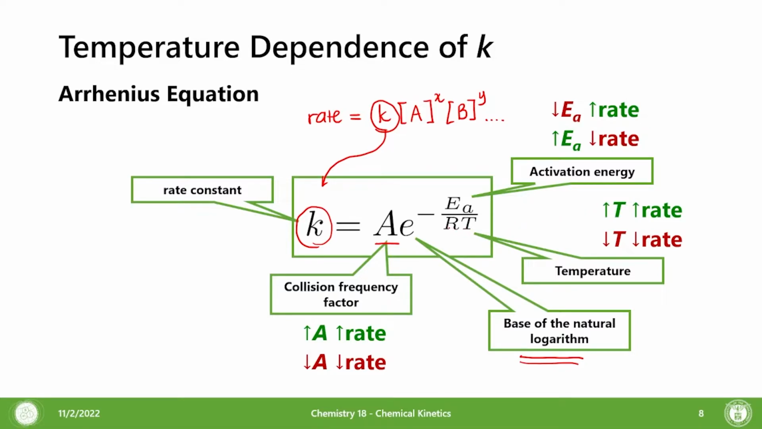Temperature here, along with the gas constant R, is in the denominator of our exponent. So if we increase the temperature, then the denominator will get larger, so the exponent will shrink. However, since we have a negative sign, it will actually get bigger for the whole equation. So your rate constant will actually increase as you increase the temperature. So increasing the temperature increases the rate. Decreasing the temperature decreases the rate.